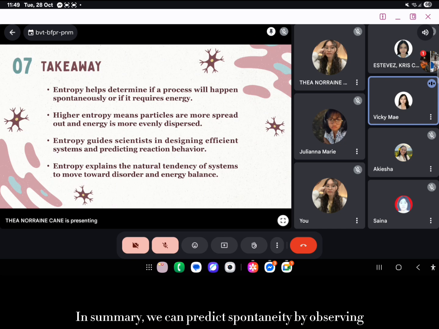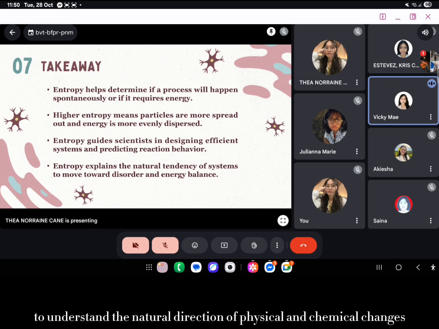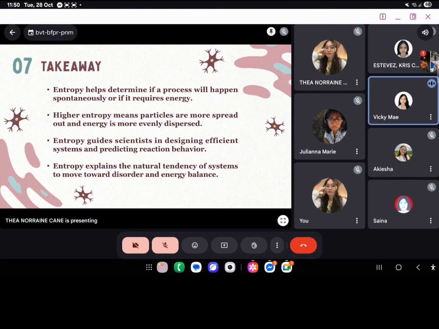In summary, we can predict spontaneity by observing whether a process increases or decreases disorder. If the total entropy of the universe increases, the process is spontaneous. If it decreases, the process is non-spontaneous. Entropy, therefore, acts as a guide that allows us to understand the natural direction of physical and chemical changes, always toward greater randomness and stability.